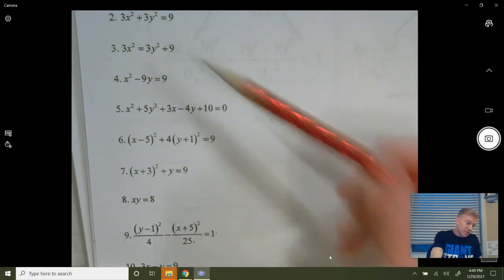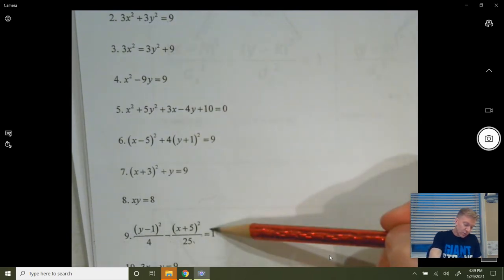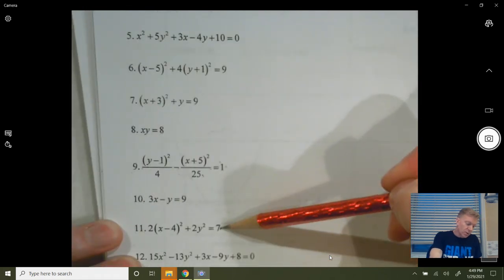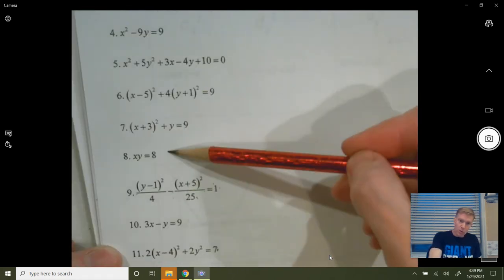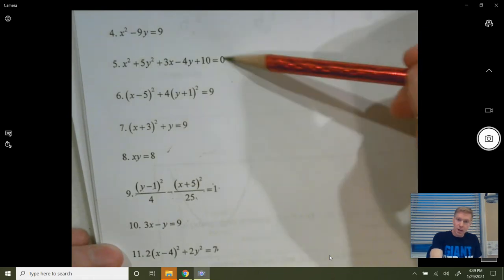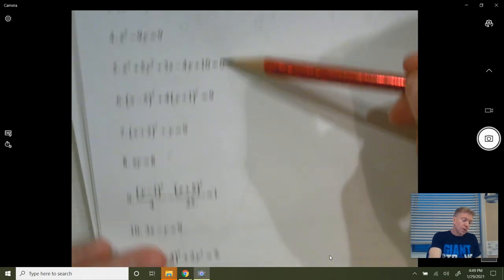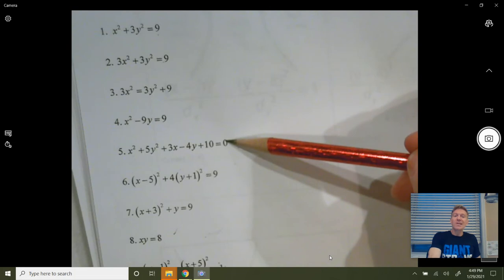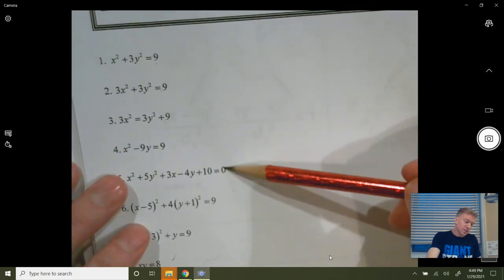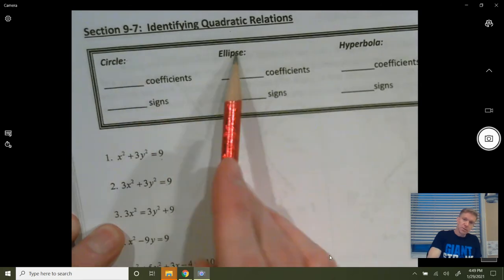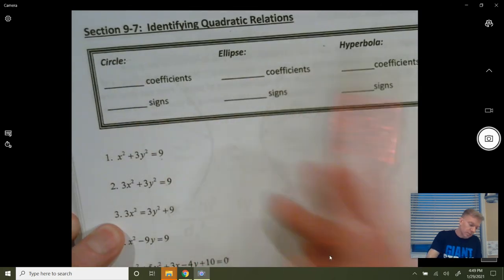Now, when you have stuff that's not in standard form, so maybe this form down here, or this form, or one of these forms, I'm going to give you some pointers on how to figure out quickly what kind of conic section it is. It could be a circle, an ellipse, a hyperbola, or a parabola.